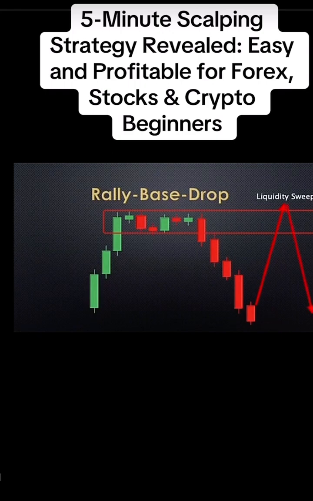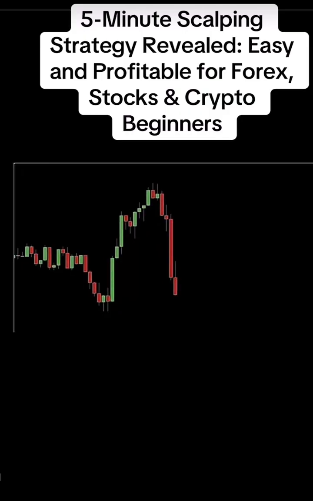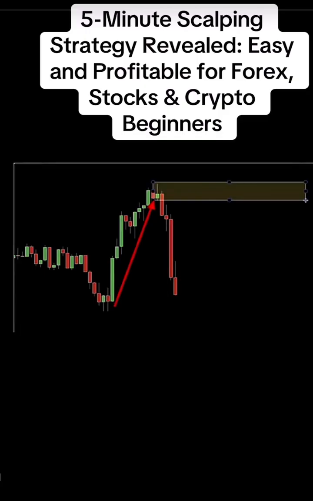This triggers a strong drop, exactly the move we want to catch as scalpers. Now, looking at this real chart, we see the rally-based drop pattern in action. First, there's a rally, a move driven by smart money as the price pushes higher. Then, the market hits a base. This is where institutional traders begin offloading their positions, creating a supply zone.